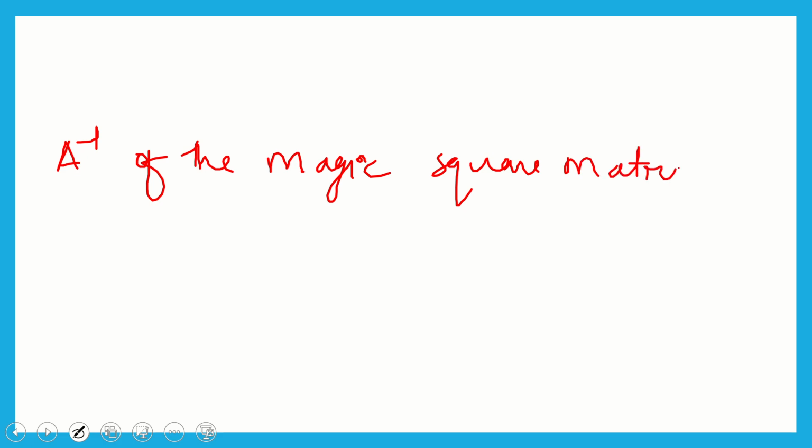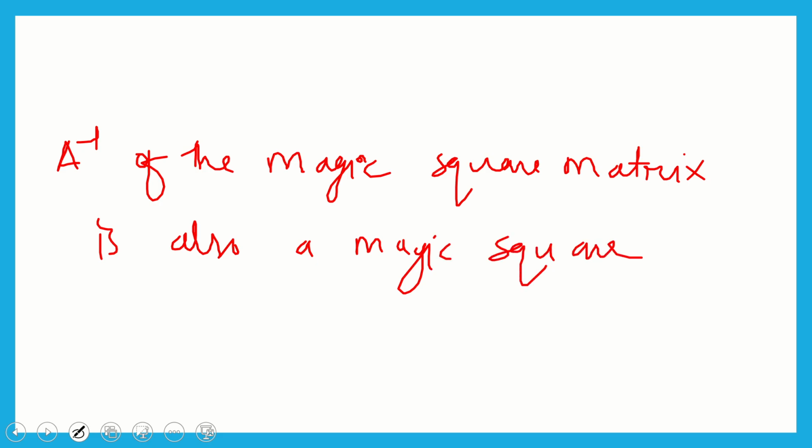So I am writing the conclusion over here. A inverse of the magic square matrix is also a magic square. So this is our conclusion. A inverse of the magic square matrix is also a magic square.